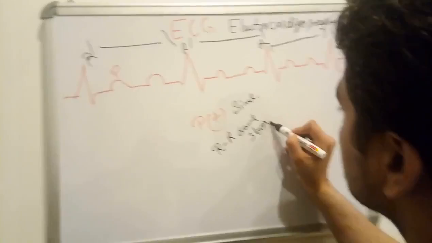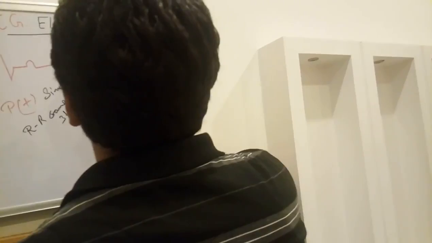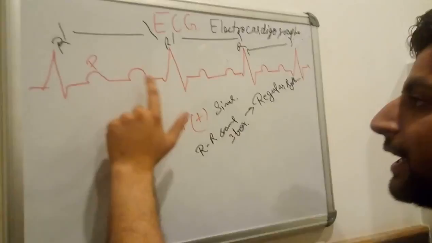On the ECG, sinus means P present. If P is absent, it means non-sinus, and regular rhythm. So here it is known as regular rhythm. And we can see the T waves.